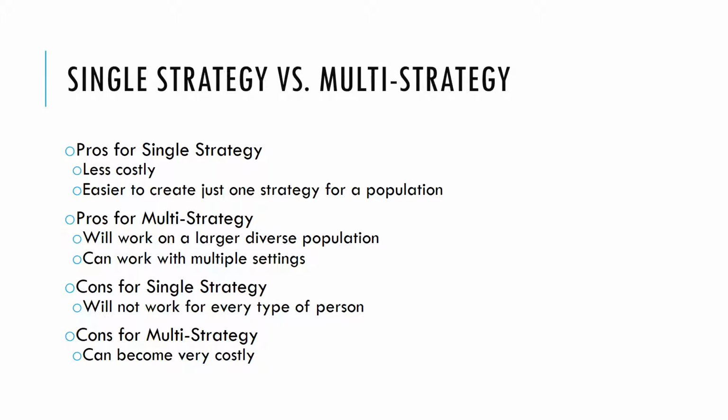Like stated in the previous slide, each intervention can have their own multiplicity, but there are really only two types that you can have: a single strategy and a multi-strategy intervention. We're going to discuss the pros and cons of both types. The pros for a single strategy are that it's less costly because only having to do one activity rather than 3 would lower costs, and it is much easier to create. It's much easier to create just one strategy for a population that can be so similar and not diverse enough to handle more than one strategy.